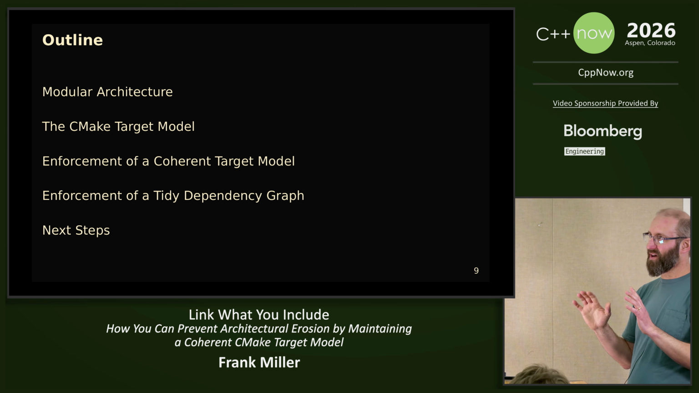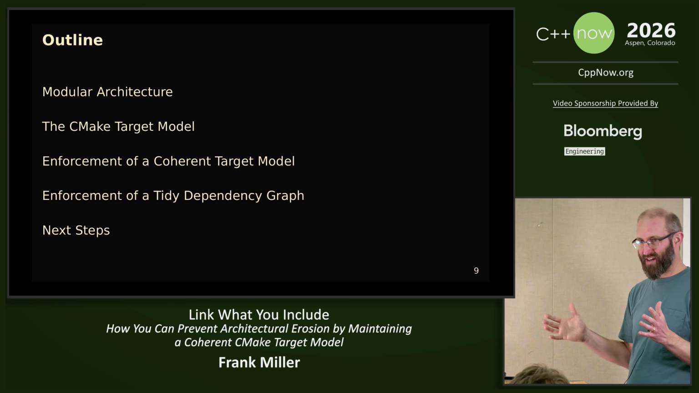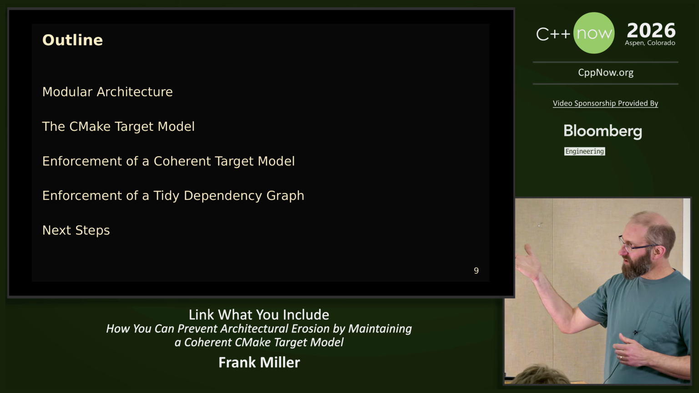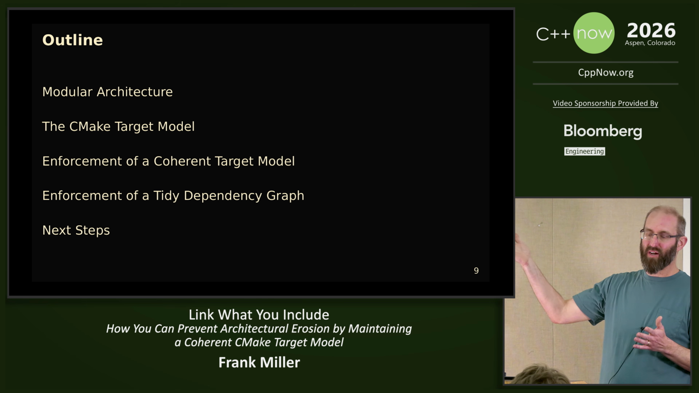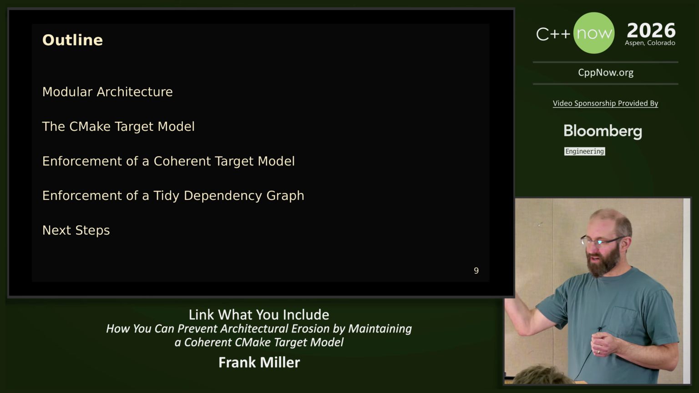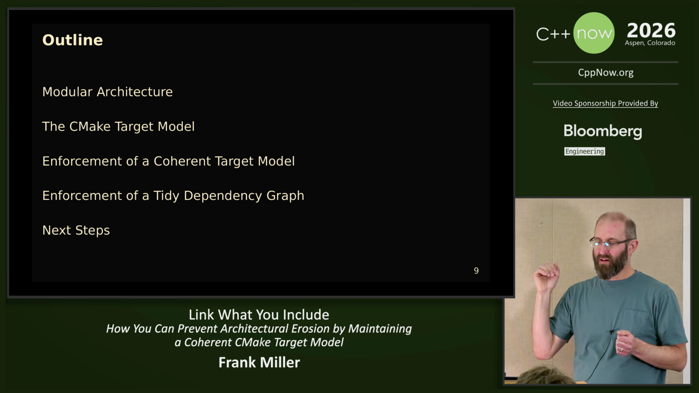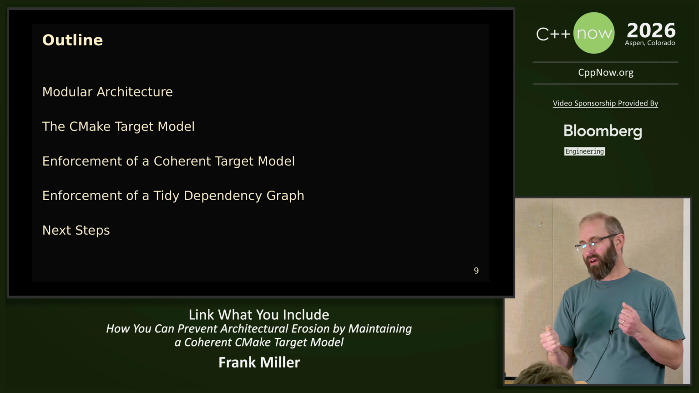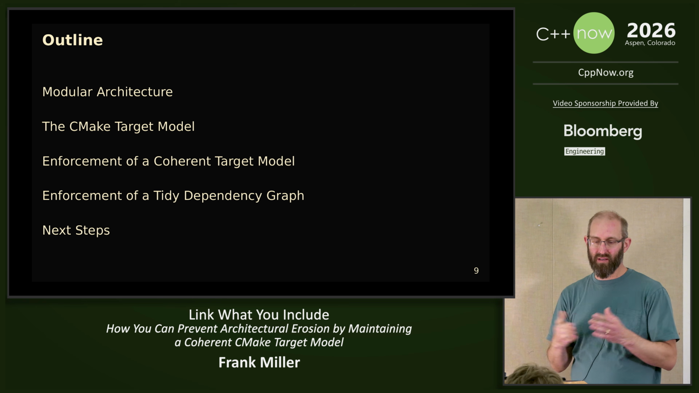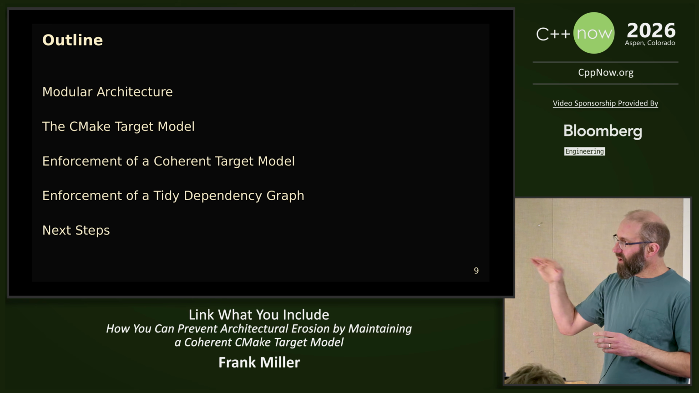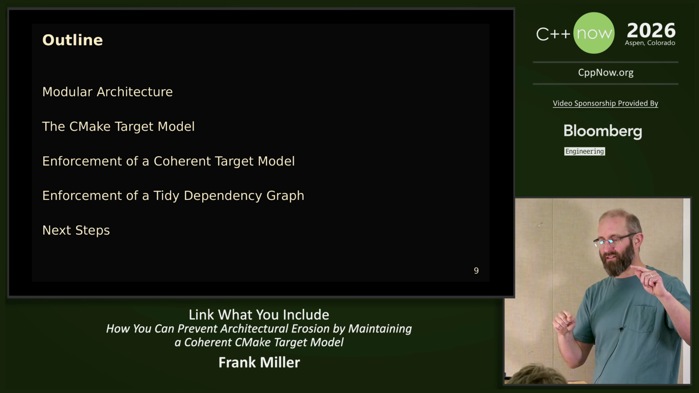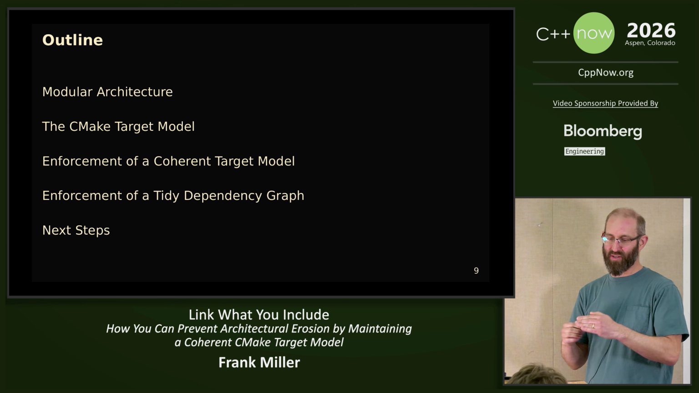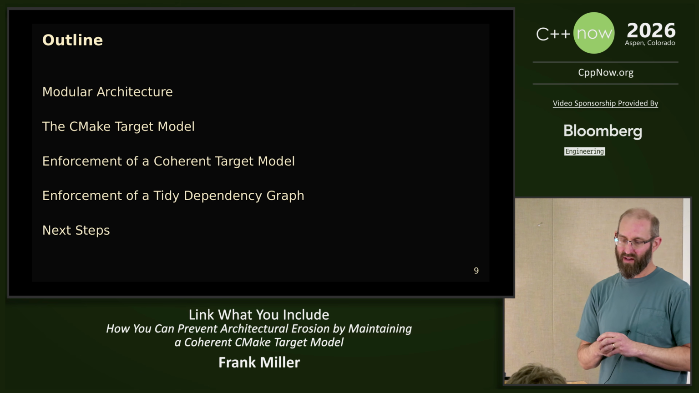And so I want to lay out that context before I tell you exactly what it does and how it works. So we're going to start with what a modular architecture is. And then we're going to talk about the CMake target model, because you have to understand that in order to understand what the tool does. And it's also a really important concept. And while we're there, I'll show you why you don't necessarily have to have all the dependencies that you actually depend on listed in your CMake files.